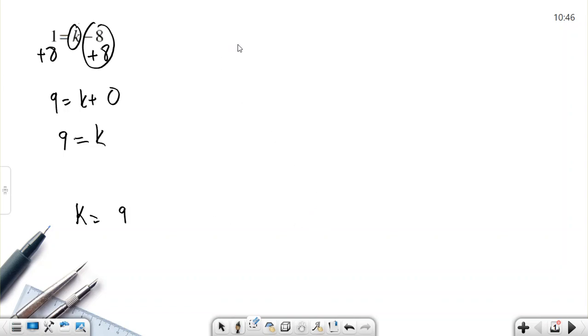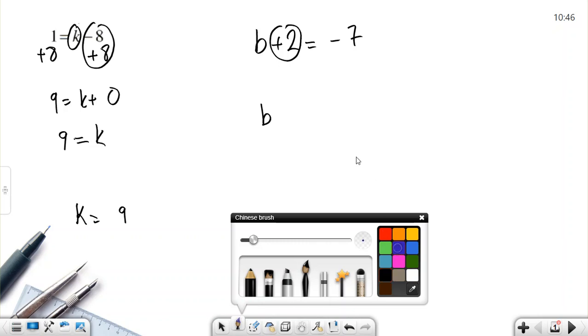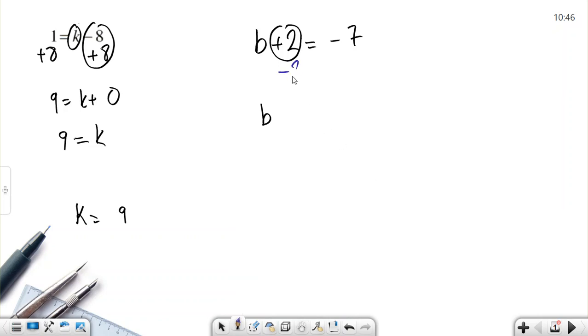So I can give you another example. This variable is on the right-hand side of the equation. Let's say b plus 2 is equal to minus 7. So what number plus 2 equals minus 7? To calculate that, I don't want this 2 here. I only want b. So how can I do that? I can add negative 2 to both sides, because positive 2 and negative 2 will be 0.